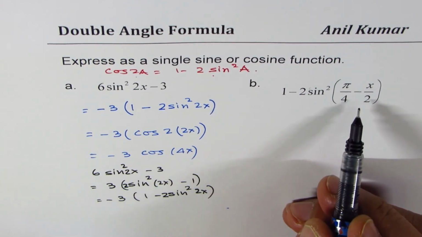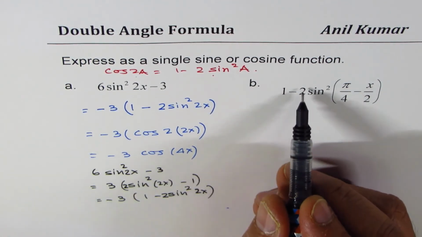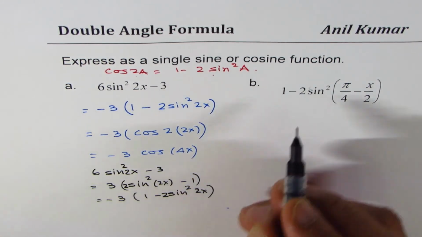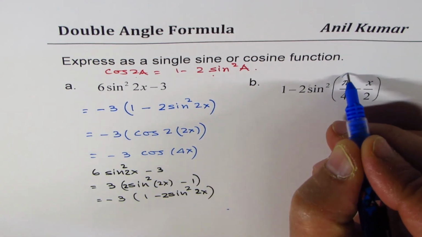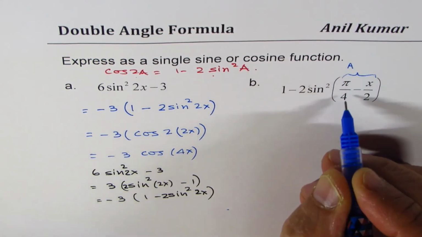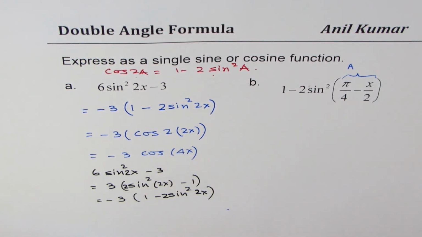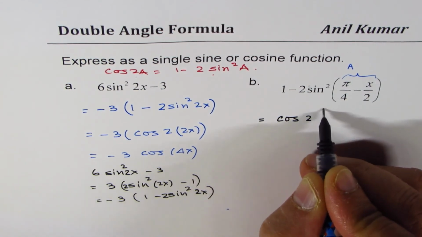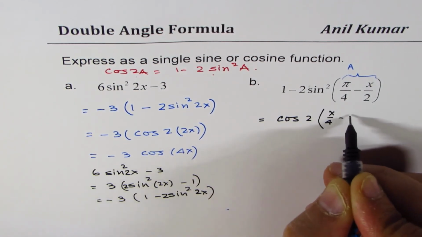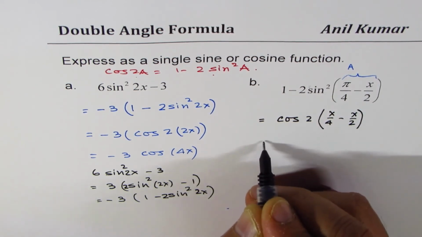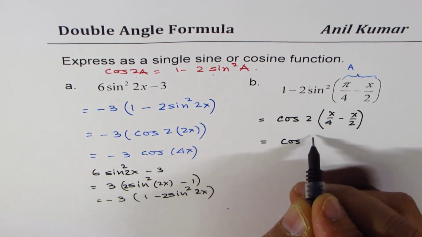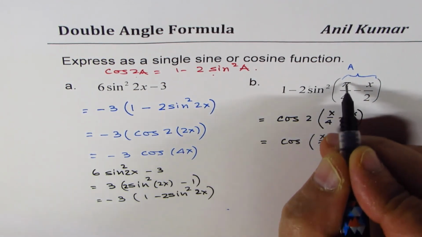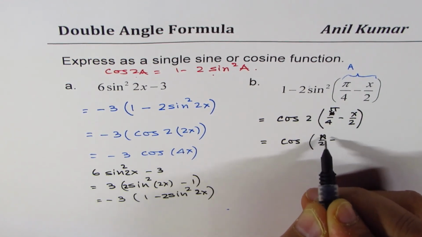Okay, let's redo the second one, which is 1 minus 2 times sin square of pi by 4 minus x by 2. I could directly apply this formula. As you can see, for us here, a is equal to pi by 4 minus x by 2, right? So I could write this as cos of 2 times pi by 4 minus x by 2. And that gives you cos of, if you open the bracket, pi by 2 minus x.